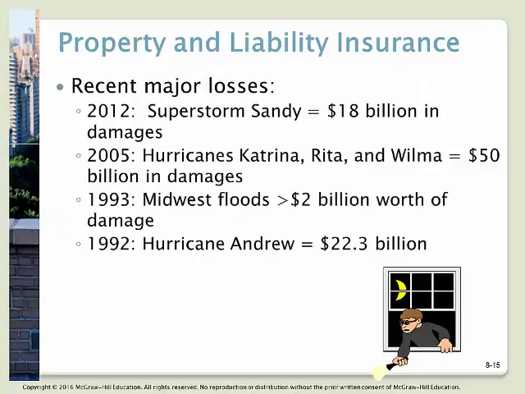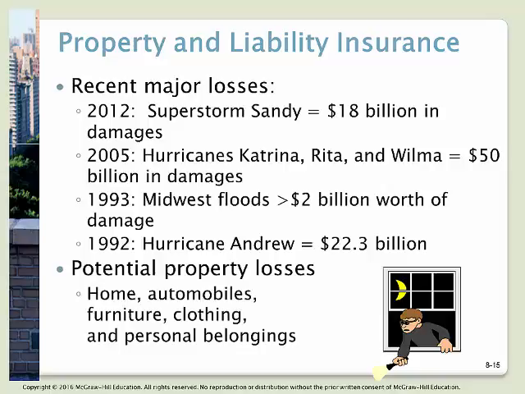Looking at property and liability insurance, there have been huge losses in the U.S. in recent years from major weather events. 2012, Superstorm Sandy, $18 billion in damages. 2005, Hurricanes Katrina, Rita, and Wilma, $50 billion. 1993, Midwest floods, greater than $2 billion. Hurricane Andrew in 92, $22.3 billion. Property damage included destroyed homes, loss of life, and destruction of businesses. Insurance is about all you can do to give you protection against such a huge loss.